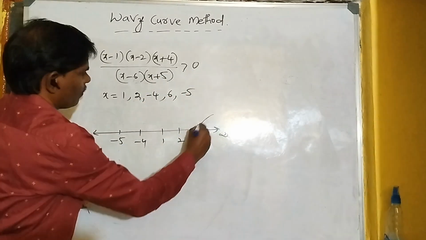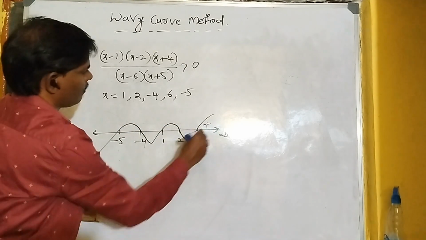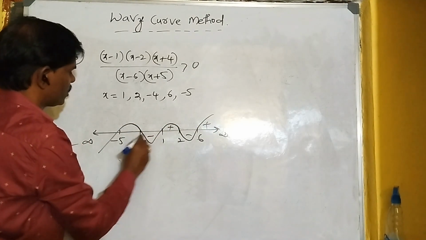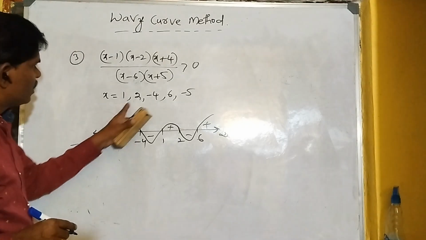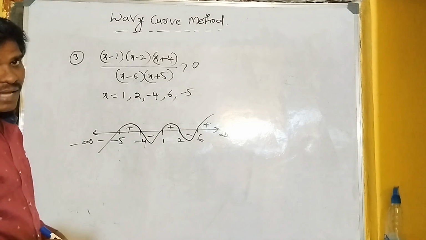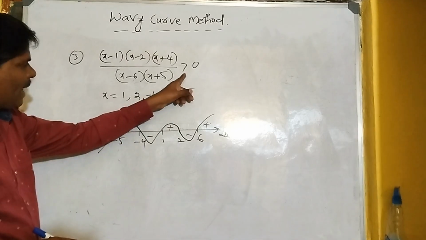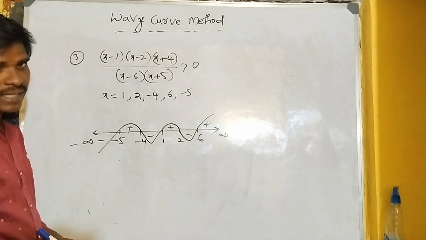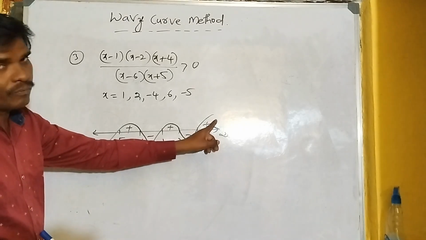Here, no problem. Okay, this is the wavy curve. This is positive, this is negative, this is positive, this is negative, this is positive, this is negative. Okay, in this case, greater than 0 means it does not lie between. Greater than 0 means positive value.